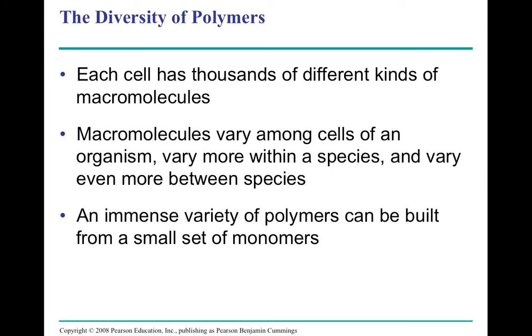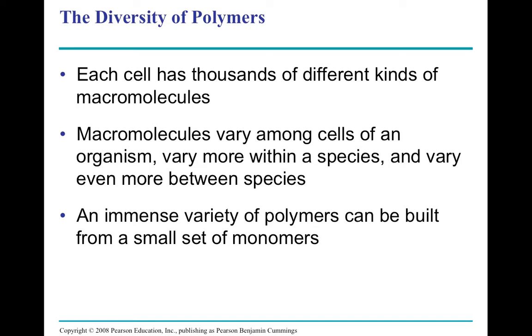Alright, so there are lots of different types of polymers that are in all different types of organisms. So each cell has thousands of different types of macromolecules. So we mentioned these earlier. You guys could think of carbohydrates, proteins, lipids, which we'll talk about later. And these macromolecules vary among different cells of an organism. So you'd think a skin cell would have different proteins than a liver cell or a neuron, just because they're made up differently.